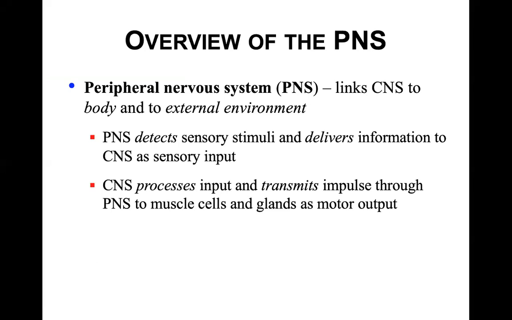The peripheral nervous system will detect sensory stimuli and deliver information to the central nervous system as sensory input. Remember that these are going to be afferent fibers, AFF. The central nervous system processes input and then transmits impulses through the peripheral nervous system to the muscle cells and glands as motor output, and these are efferent fibers, or EFF. The central nervous system is going to send motor output either to effector organs, which would be muscles or glands.